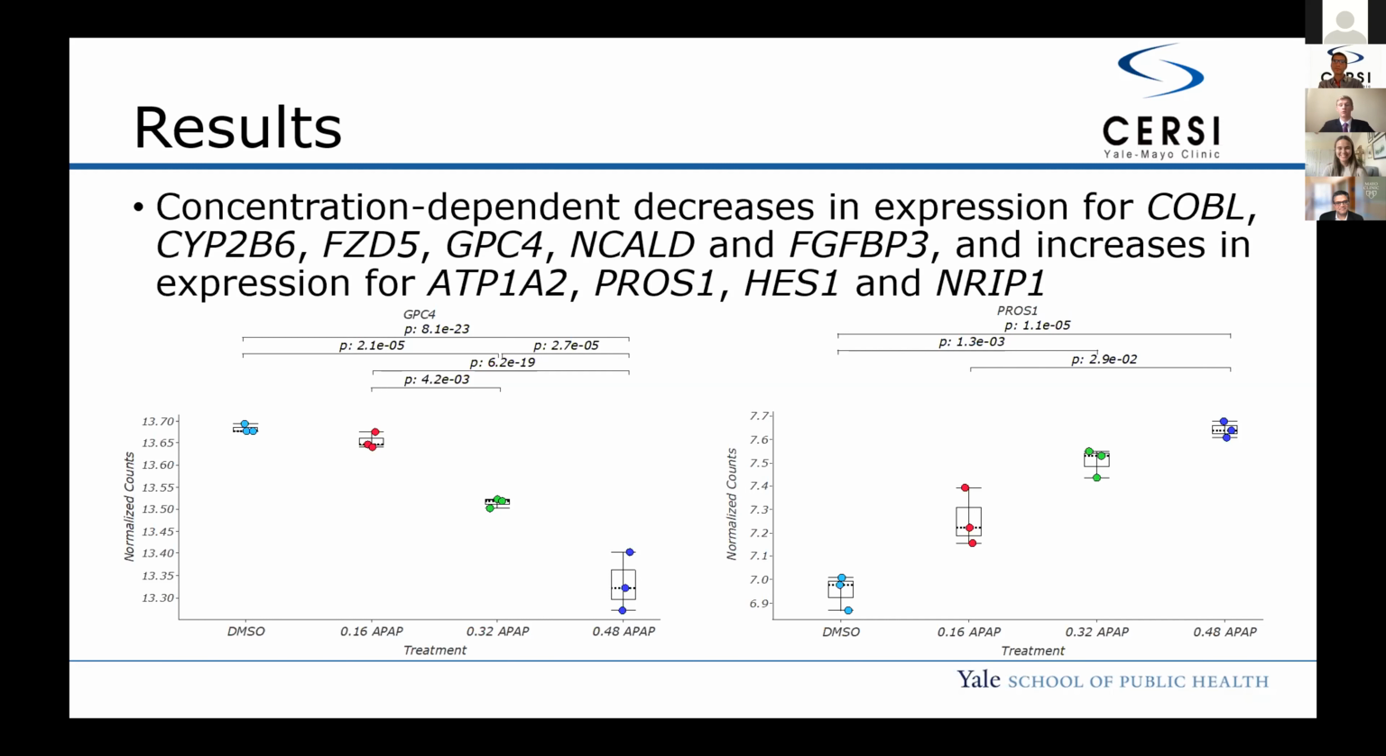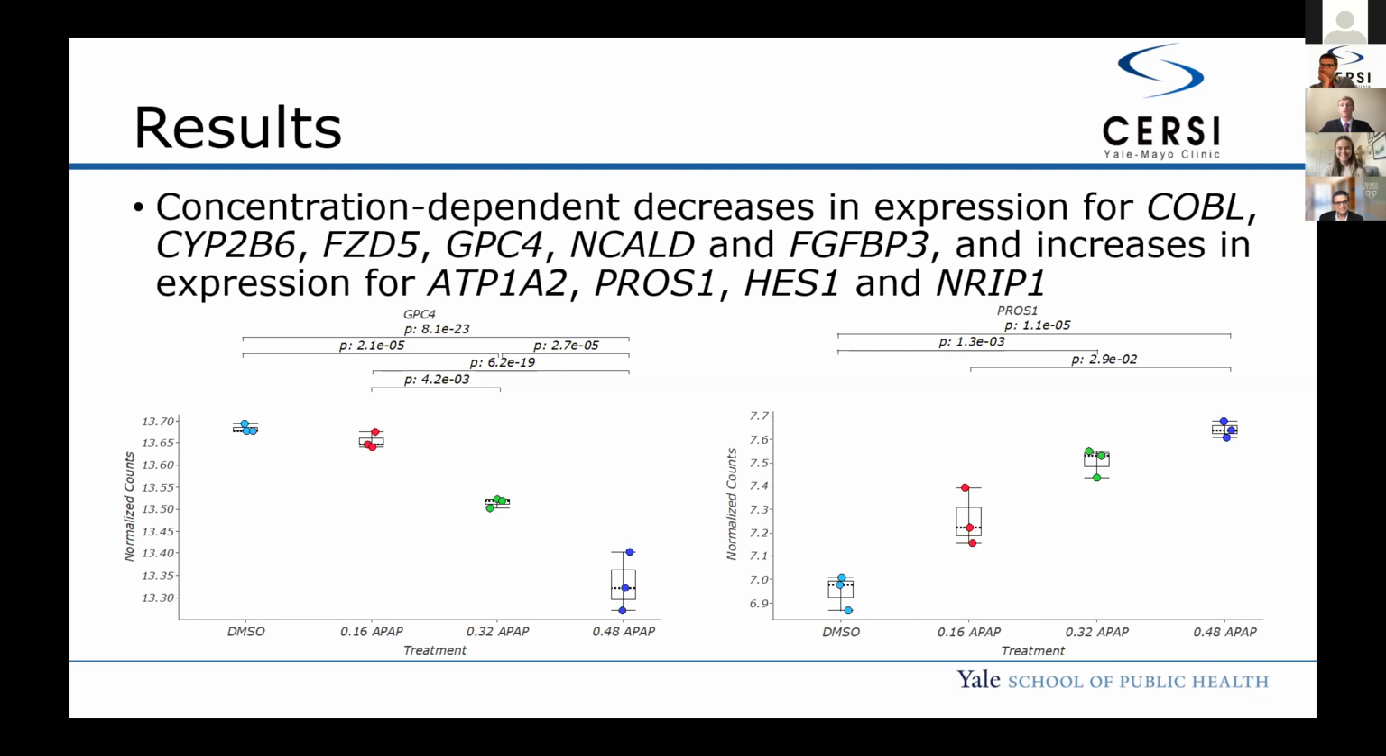Looking at protein S or PROS1, we see a gene where there is a clearly concentration response relationship, whereby if we increase the dose of acetaminophen, we observe an increase in the normalized counts for PROS1. Ultimately, RNA-seq analysis revealed acetaminophen concentration-dependent decreases in expression for COBL, CYP2B6, frizzled class receptor 5, GPC4, NCALD, and FGFBP3, and increases in expression for ATP1A2, PROS1, HES1, and NRIP1.